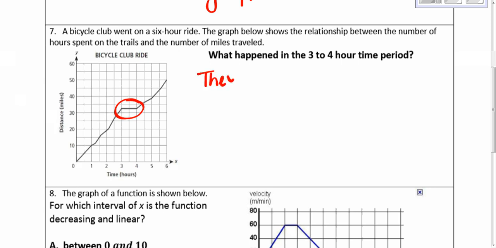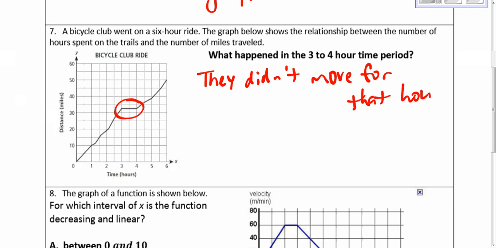They did not move for that hour. And then if you want to come up with a reason, you can, like they took a break, they stopped for lunch, they took a nap, whatever you want to say. They didn't move for that hour.